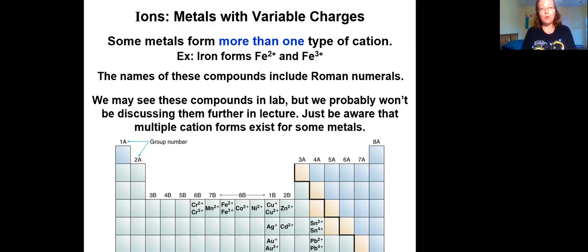I just want you to be aware that there are multiple cation forms for some metals. So again, chromium commonly makes +2 or +3. It just depends on who he's hanging out with and what kind of compound they want to make that day.